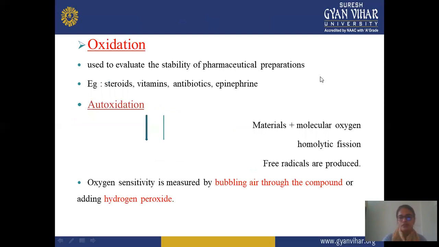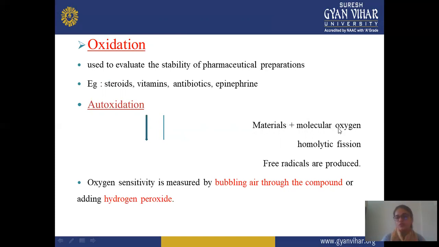Next is oxidation reaction. The oxidation reaction is used to evaluate the stability of pharmaceutical preparations. In this, you confirm whether your pharmaceutical preparation is good, or properly showing stability or not. Mainly examples of drugs are steroids, vitamins, antibiotics, and epinephrine. And oxidation, like auto-oxidation, may take place due to environmental conditions or certain environmental changes.